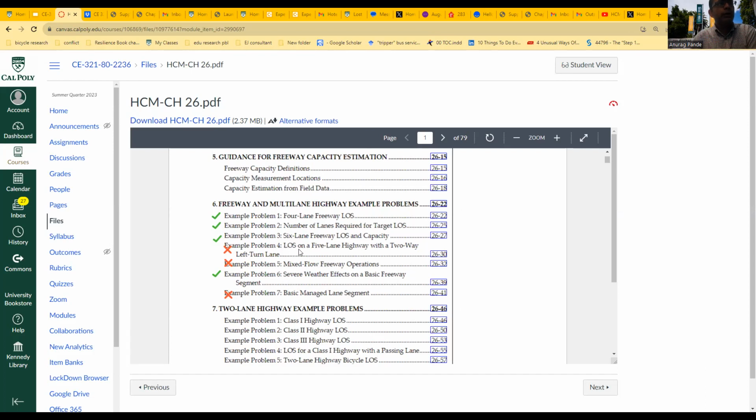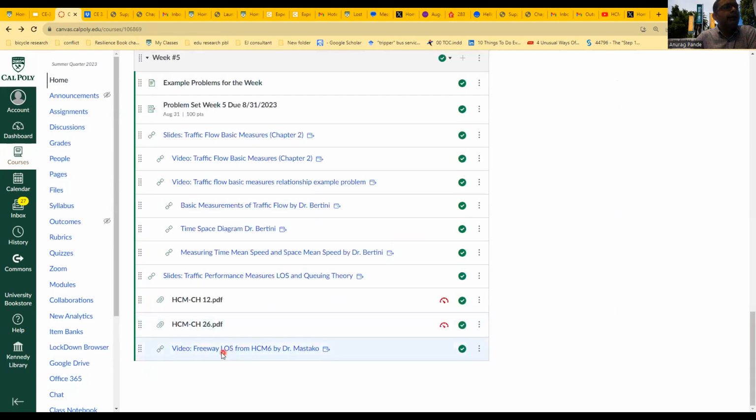Example problem 4 is about a 5-lane freeway. So in this chapter 26, just look at the example problems on the freeway and multi-lane facility segments: examples 1, 2, 3, and 6. Those would be sufficient for your purposes. And then go back here and watch this example problem for Freeway LOS as well. That's also provided, and that's a YouTube video by Dr. Mastico, where she goes over the step-by-step of the problems for you.